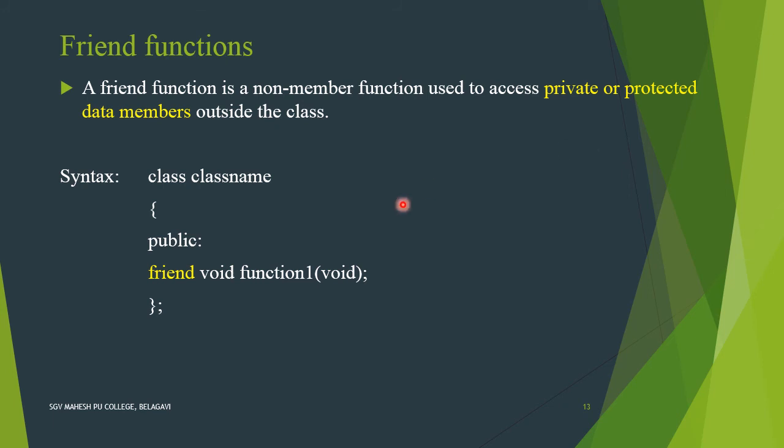Here is the syntax. You have the class, the class name, and this keyword friend, then your return type, name of the function, and arguments. Remember, when you are dealing with a friend function, you need to write the keyword friend while declaring, but not while defining. We'll see that in an example.